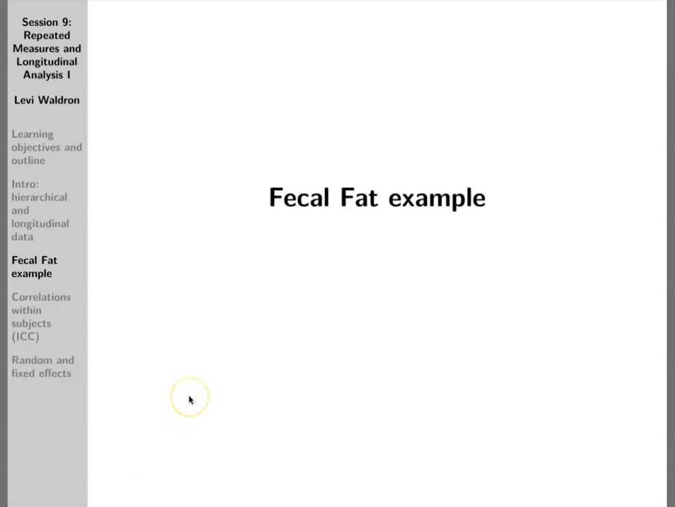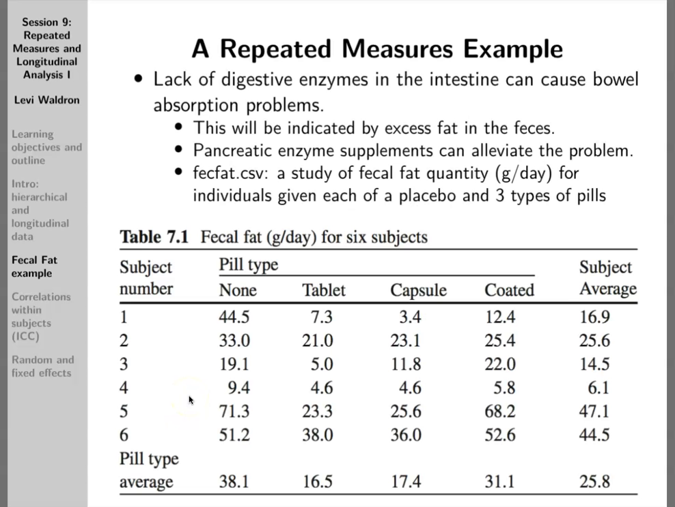Okay, let's go into an example with some more detail. So the topic of this example is a condition where lack of digestive enzymes in the intestine can cause bowel absorption problems, which are indicated or measured by excess fat in the feces. There is a treatment, pancreatic enzyme supplements, that can alleviate the problem, and we have a data set for this, which is in with the lecture materials, fecfat.csv, which is the fecal fat quantity in grams per day for individuals given each of a placebo and 3 types of pills.